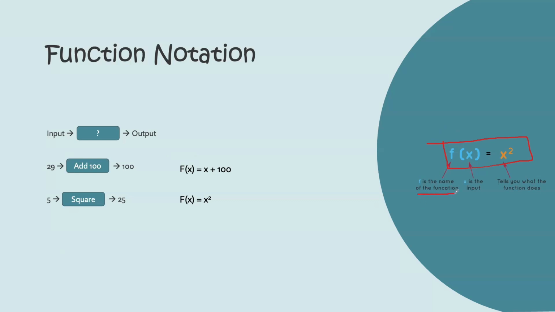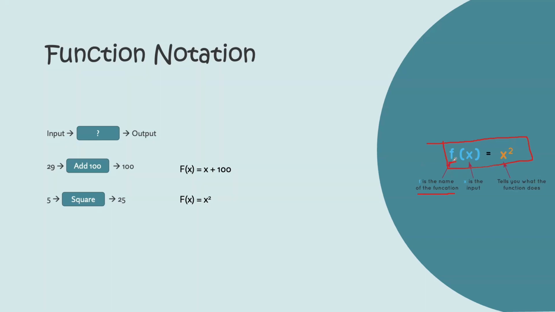We usually use f because it's f for function, but you can have other letters as well, right? You could have g of x, or you could have h of x, or the z of x. Okay, it could be any sort of letter here. It's just implying the name of the function.